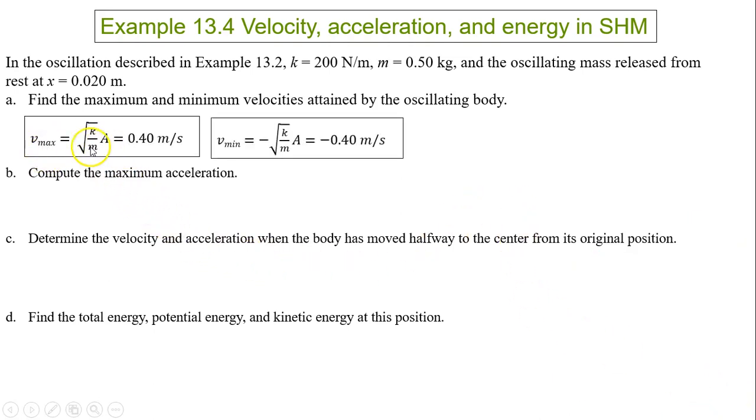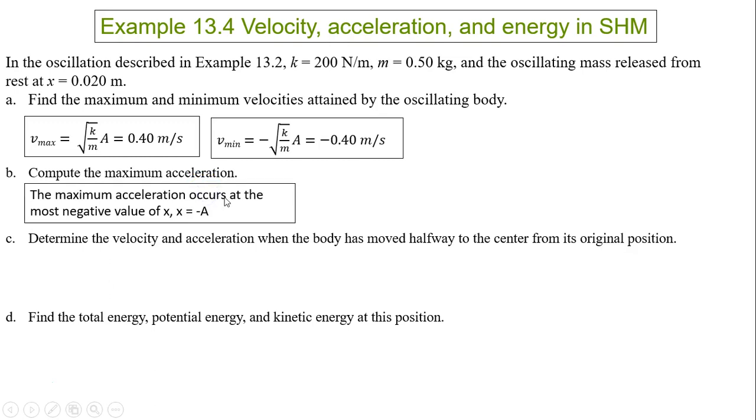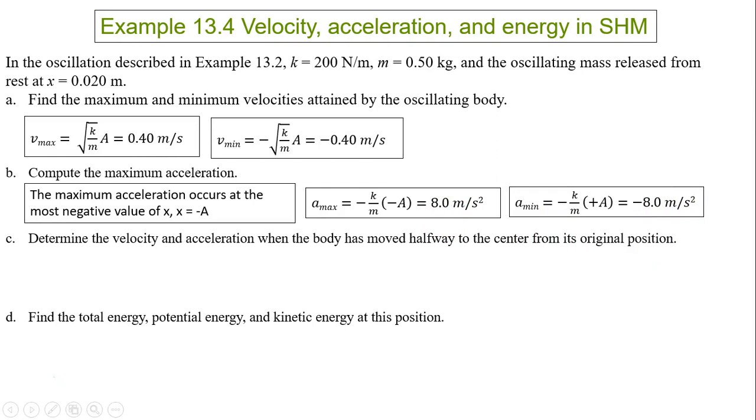So maximum velocity is positive omega times A. Minimum velocity is negative omega times A. What is the maximum acceleration? Maximum acceleration is a positive value, omega squared times A. So it equals 8 meters per second squared. Then minimum acceleration is just negative 8 meters per second squared.